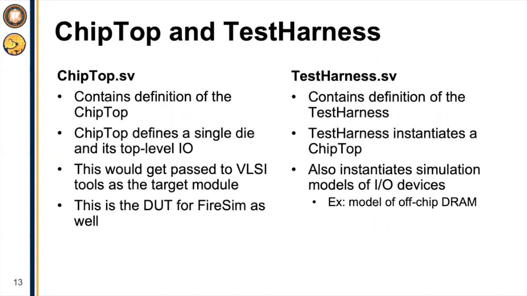And the other file is testharness.sv, which contains the test harness. This instantiates a ChipTop and a bunch of other IO devices. So it'll instantiate the models, or wrappers around the models, for things like DRAM and UART.